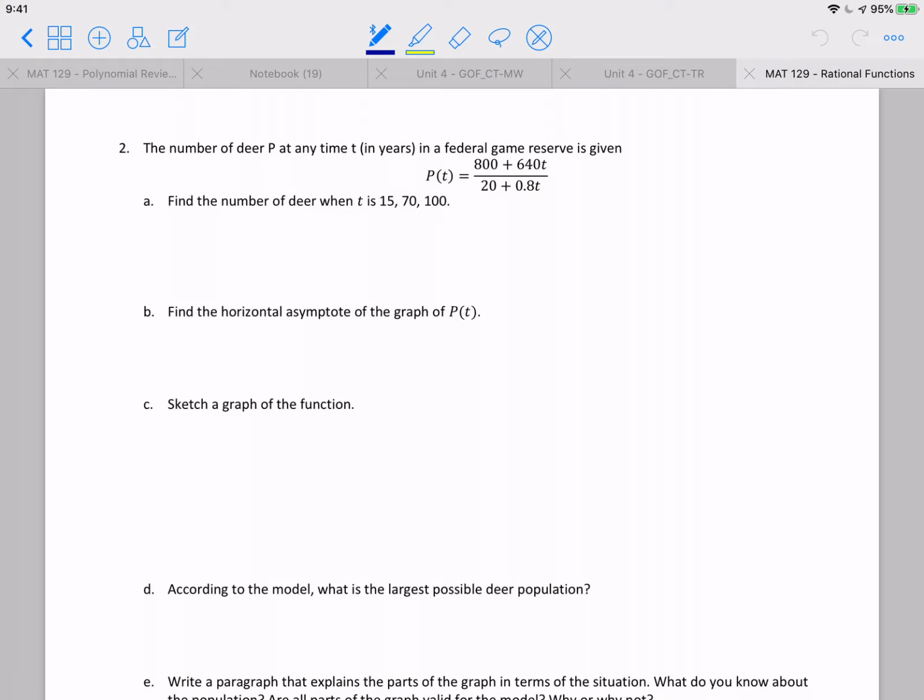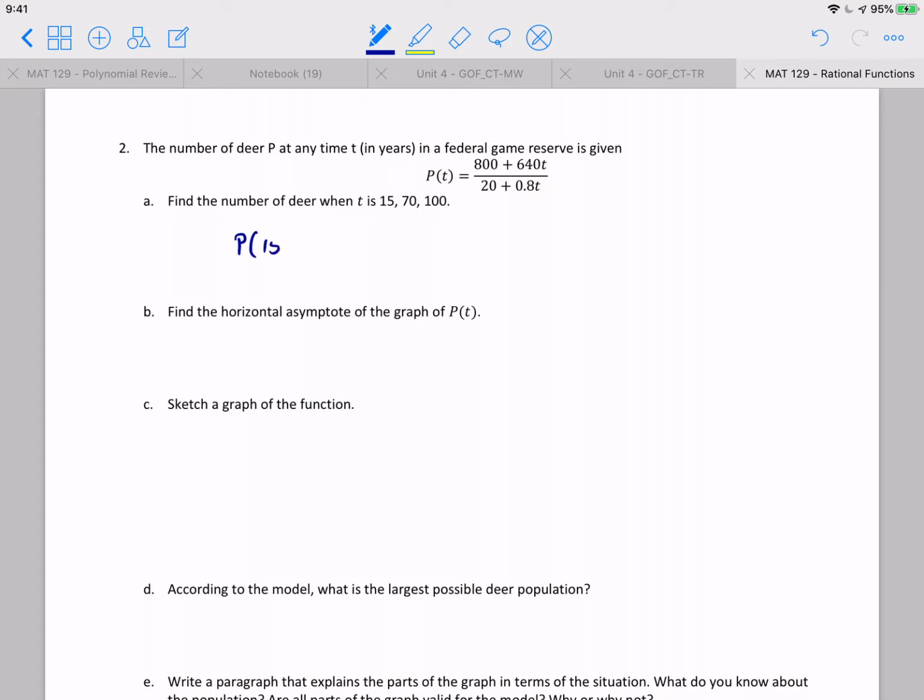So on this one, we got an application. This is a rational function. It predicts the deer population in a federal game reserve, and so at time t. They aren't very specific though if t is months or years. It does say in years, but years from when, we don't know. But we'll just roll with it.